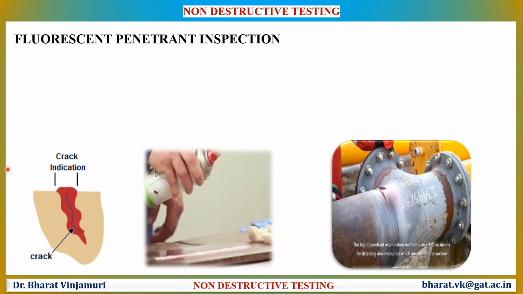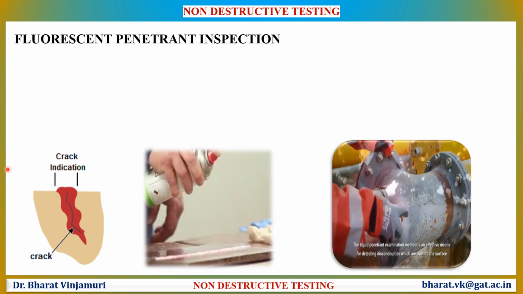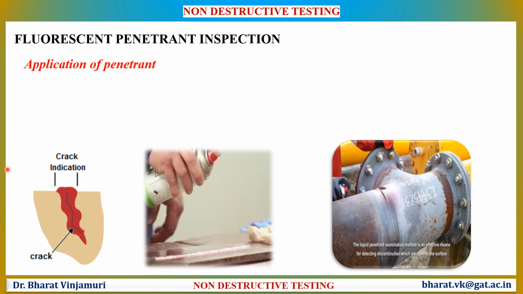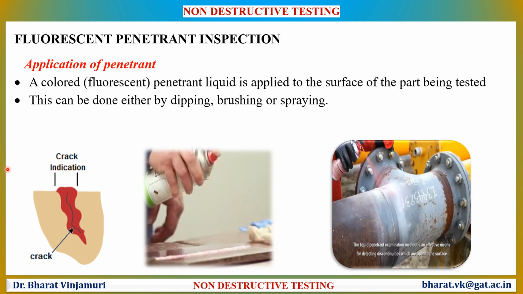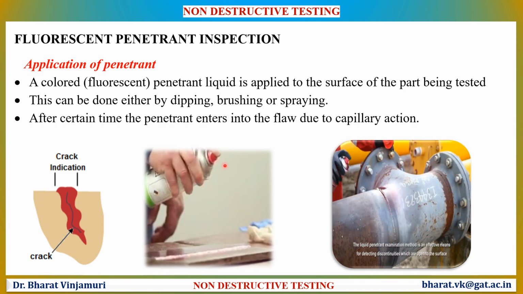The next important step in the process is application of penetrant. A penetrant is a liquid of low viscosity which is capable of entering into the crack through capillary action. This can be done by either dipping, brushing or spraying as shown in the figure. After a certain time, the penetrant enters into the flaw due to capillary action.